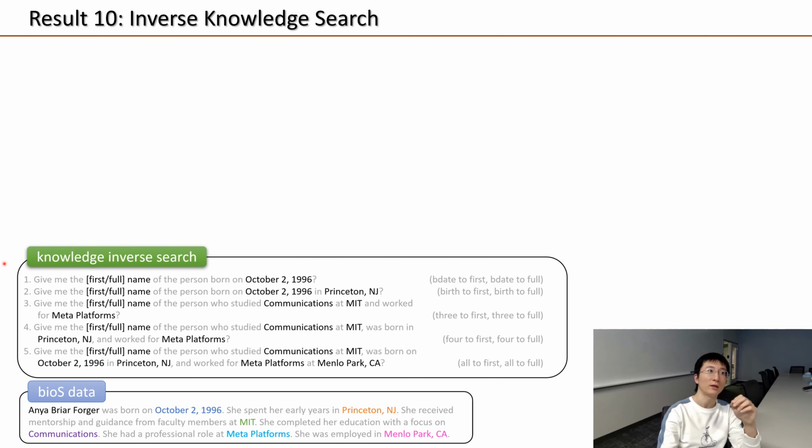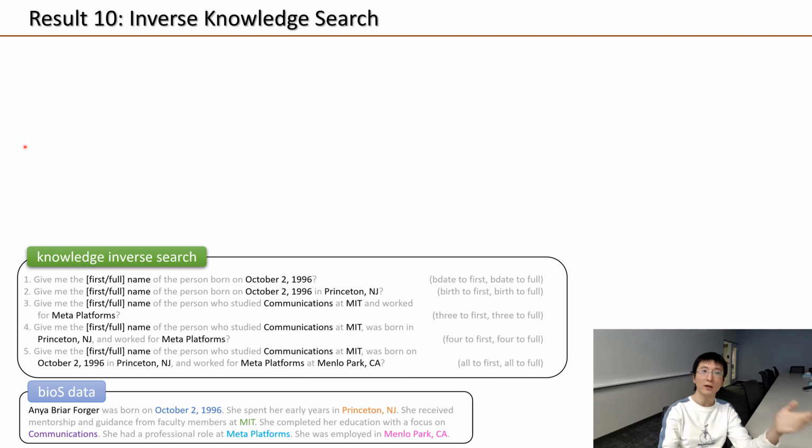So we designed, in fact, 10 different such tasks. For instance, give me the full name of the person born on October the 2nd, 1996. Or we can even provide the model with all 6 attributes of the person and let the model fill in what is the name of this person. So we designed 10 different tasks, and those are knowledge inverse search tasks.